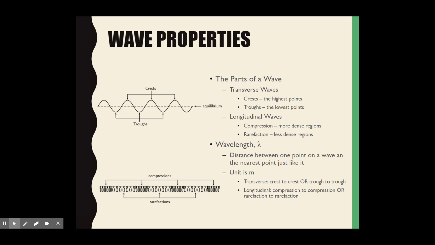Now, wavelength is just like any other length, so its unit is the meter. So on a transverse wave, you can measure from crest to crest or trough to trough. For longitudinal waves, you measure from compression to compression or rarefaction to rarefaction.